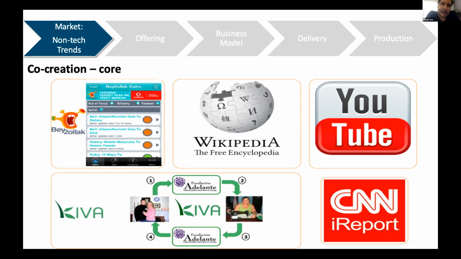Same thing for CNN iReport. What CNN iReport did is that CNN allowed normal people to act as if they are reporters. So if anybody sees anything on the road, they can take a picture, upload it to a certain platform and write a few words. And in that case, this is perfect for CNN because they don't have to have their own reporters everywhere. So this is the concept called co-creation.